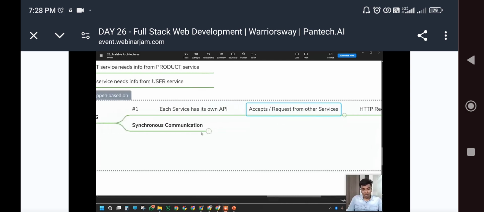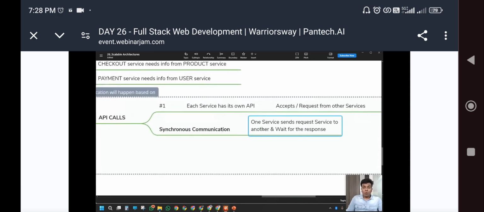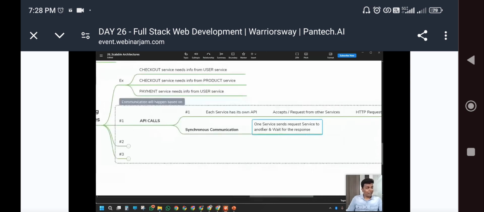And of course, this kind of communication is going to be synchronous. One service sends a request to another service and waits for the response. Are you clear? The checkout will send some data, which is a request for a certain action, and once the payment receives it, it will respond back. It is like a sync between two or three or multiple components, communicating with each other by using an API, an application programming interface. So that is one way the communication can happen.